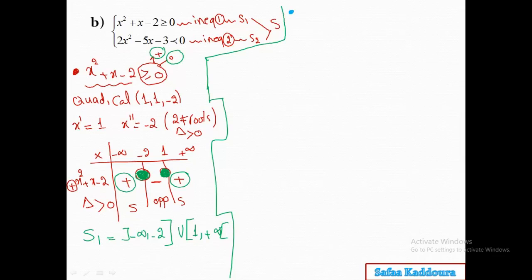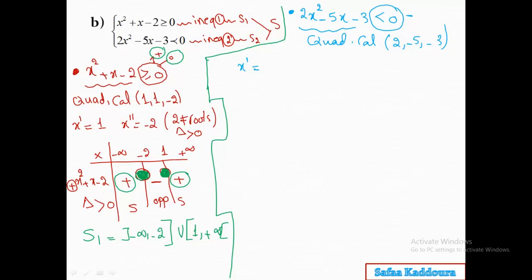Second inequality is 2x squared minus 5x minus 3 less than 0. We want the negative sign. It is quadratic. I will solve it by using calculator. I will enter A 2, B minus 5, C minus 3. We will get x prime equals 3, x double prime equals minus half.